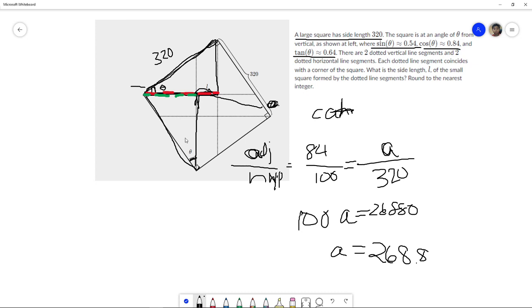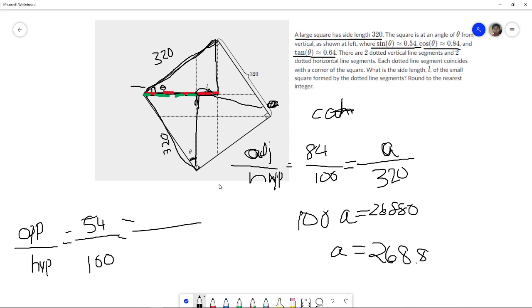Now we can use our resources again, and we know that this side again is 320. And now we're trying to find the opposite side of angle theta. We have our sine is 0.54, so let's do the same thing. Opposite over hypotenuse equals 54 over 100. And now we know our hypotenuse is 320 again, and we have the opposite side. So I'll call this O for now.